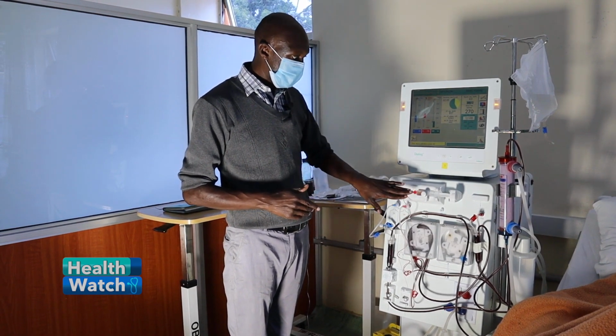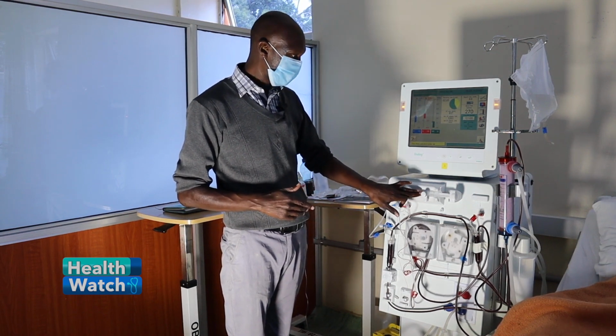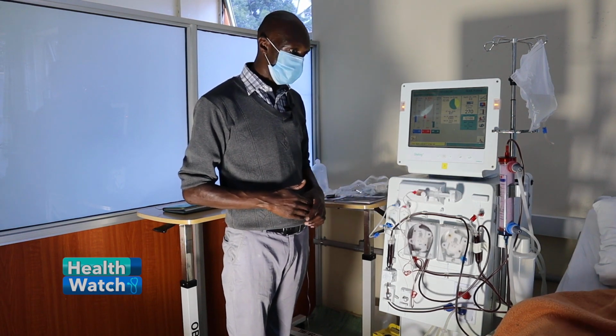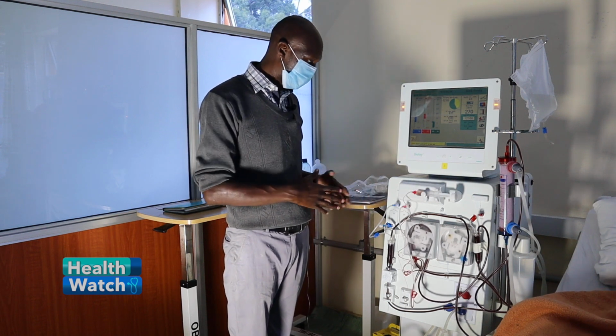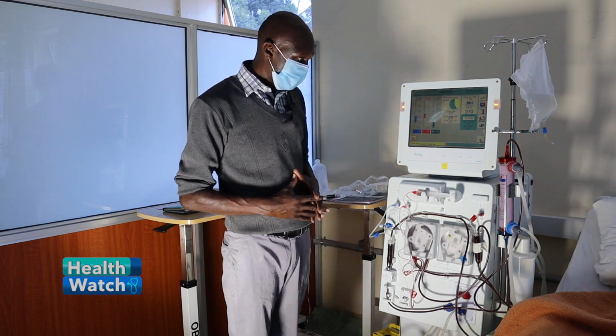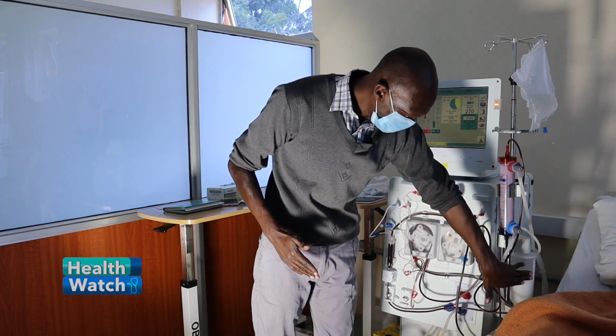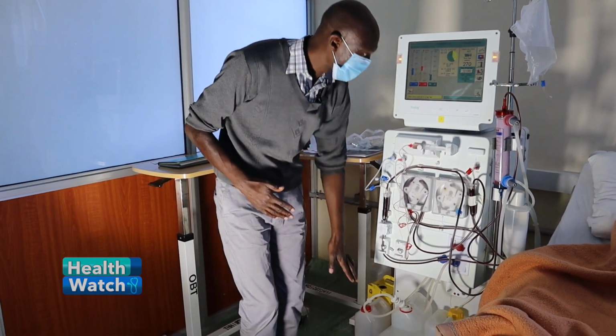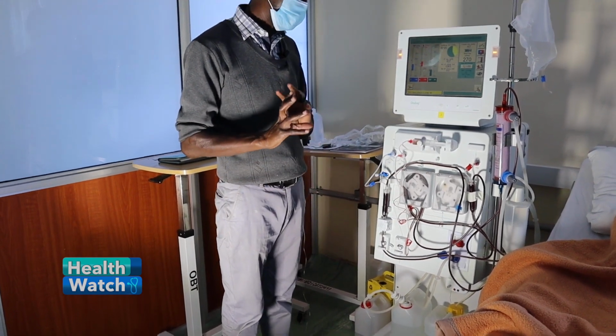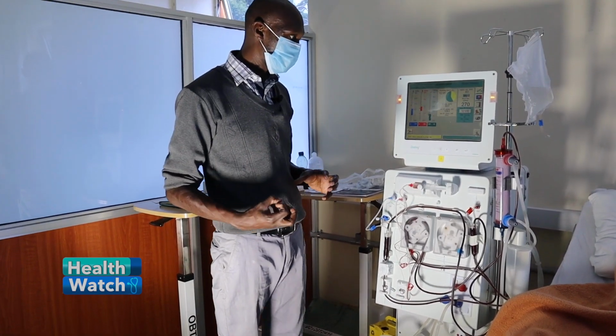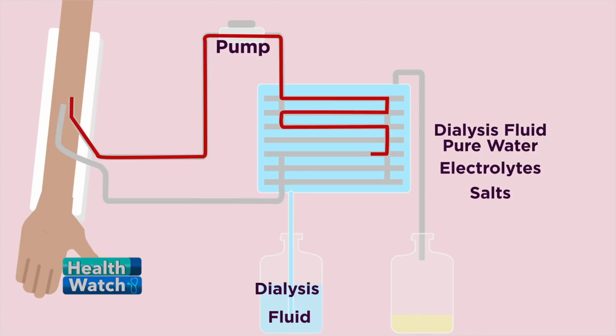We have an anticoagulant here, heparin. This prevents the blood from clotting when it's outside the patient's body. And we have a bicarbonate here, and you have acid concentrate here. The mixture of that forms a certain conductivity that helps draw toxins from the patient's blood in the dialyzer.